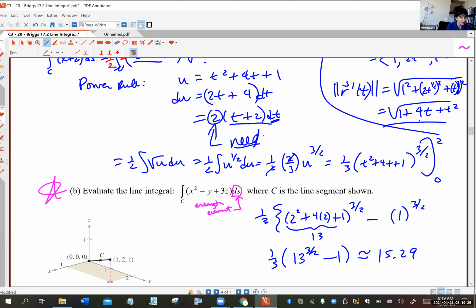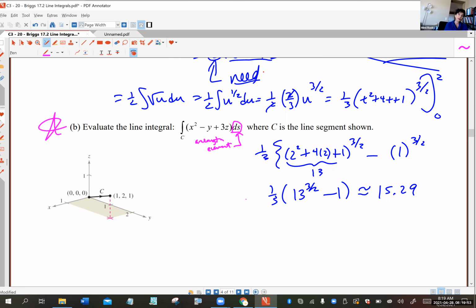We talked about different elements so far in this class. For example, we've talked about area element and volume elements. So you should have some knowledge of an element. So arc length element is a new one.